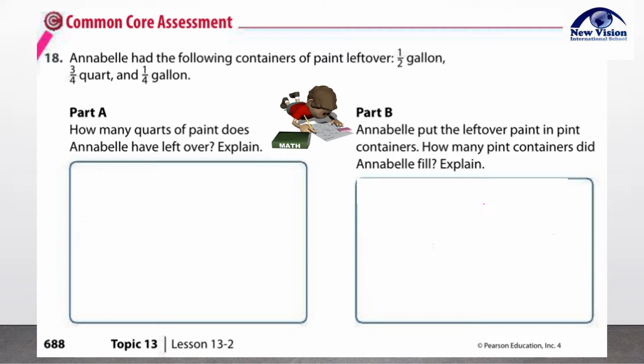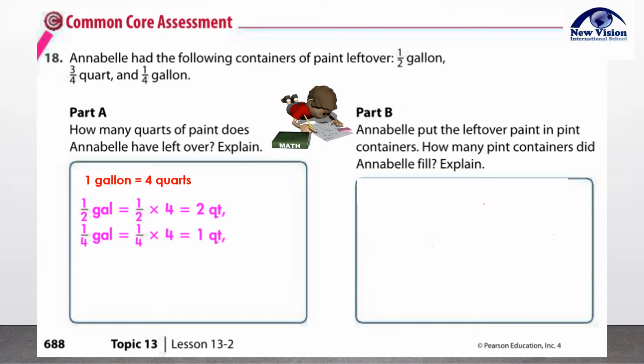Explain. Our answer must be in quarts, so let's convert gallon into quart. In 1 gallon, there are 4 quarts. So 1/2 gallon, we multiply it by 4. 1/2 times 4 equals 2 quarts. 1/4 gallon, we multiply it also by 4. So 1/4 times 4 equals 1 quart. 3 over 4 quarts already in quarts, so no need to convert. Just add all the quarts.